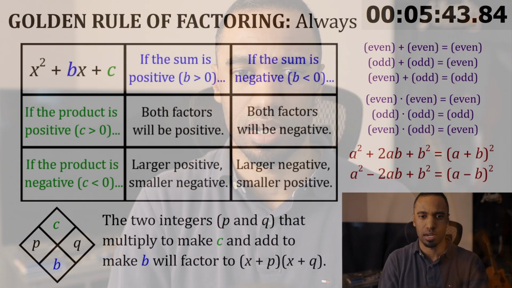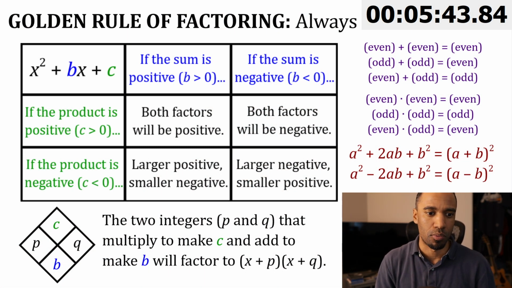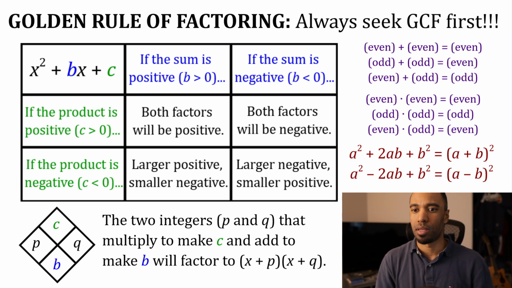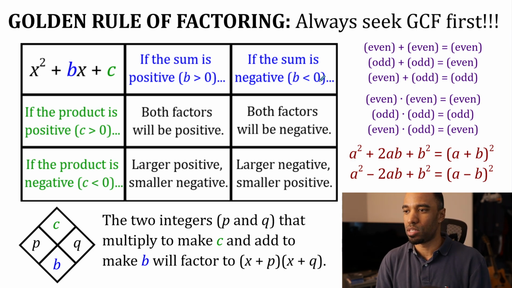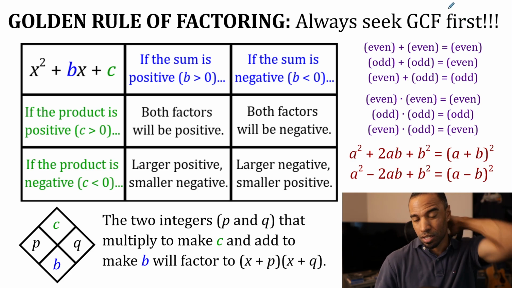All right, so I have this next page here that I did make, and I'm going to show you right here. It looks like this. So a few things. Oh, let me hide that time now. We don't need the time anymore. So golden rule of factoring here, always seek greatest common factors first. Every single time I'm factoring, I'm always looking to see if I can pull something out.